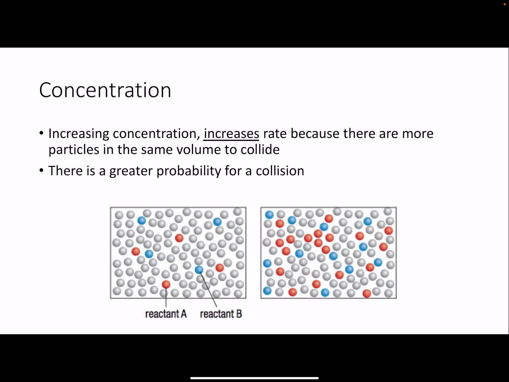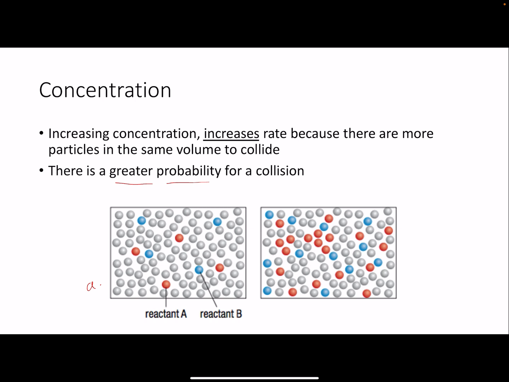Number 1, concentration. The higher the concentration of a sample, the higher the rate will be, because there's more particles colliding. And you'll see this term over and over again. There's a greater probability. It doesn't mean that they'll all collide more often. It just means there's a higher chance.